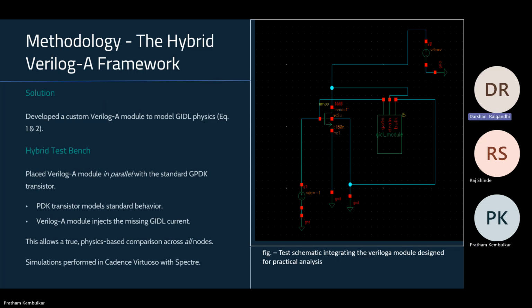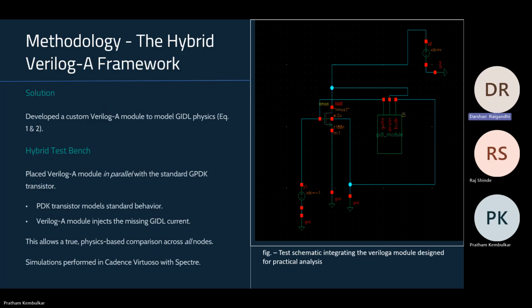Okay, so I will be explaining the methodology. To analyze the GIDL accurately, we developed a hybrid Verilog-A modeling framework. We began with standard GPDK transistor models available in the Cadence Virtuoso, which represents typical CMOS devices at 180 nanometer, 90 nanometer, and 45 nanometer.